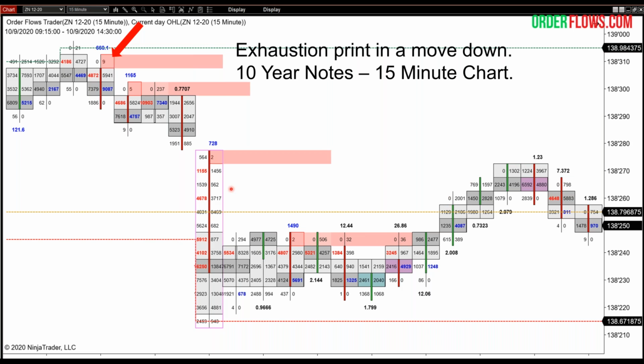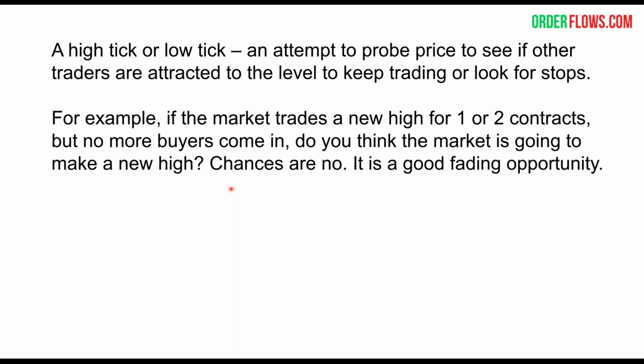It's fascinating because in the old days, when there was a trading floor, and even in the early days of electronic trading, we used to call this a high tick or a low tick. It's an attempt to probe price to see if other traders are going to be attracted to that level to keep trading, or sometimes, if it's at a high or low, to look for stops. Because anytime the market is bid at the high of the day and offered at the high, but the high isn't traded, sometimes someone will come in and try to high tick it to trigger stops at a new high.